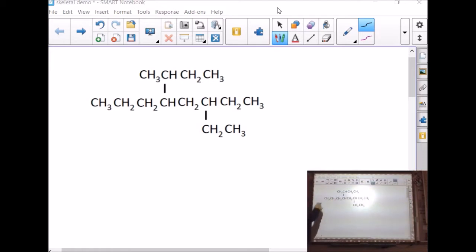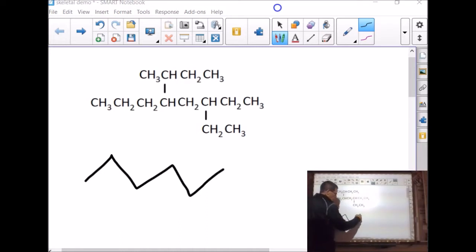Whenever we draw the skeletal structures, that line right there represents 2 carbons. And at the end of each line should be a carbon. So if we go ahead and continue this, there's 3, 4, 5, 6, 7, and 8. Okay? So this represents the long chain. So 1, 2, 3, 4, 5, 6, 7, 8.